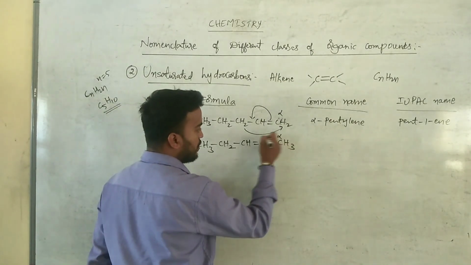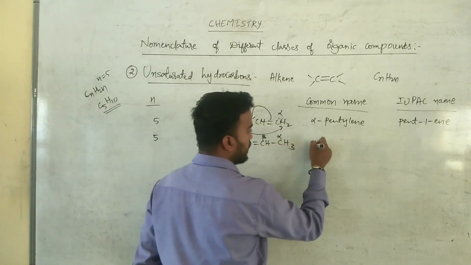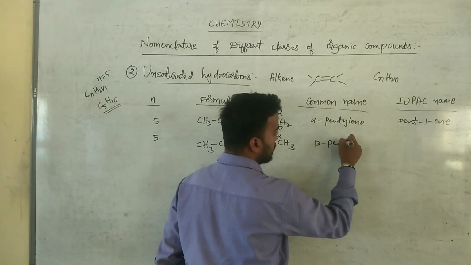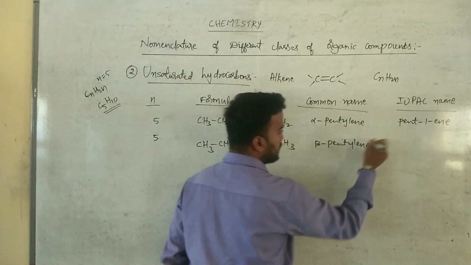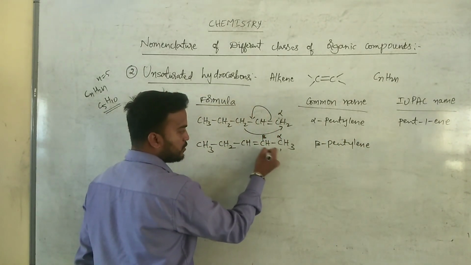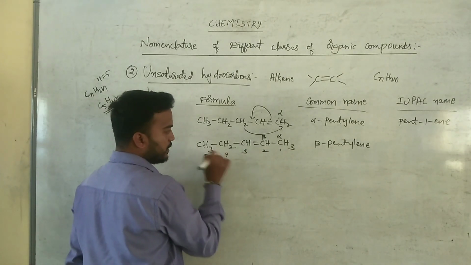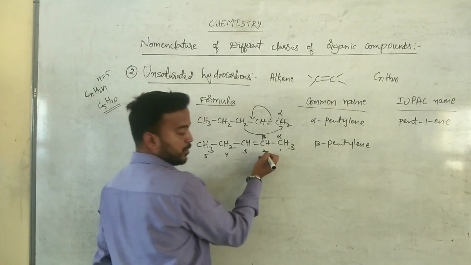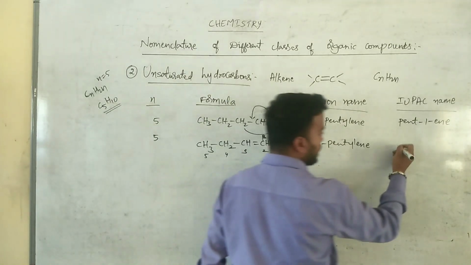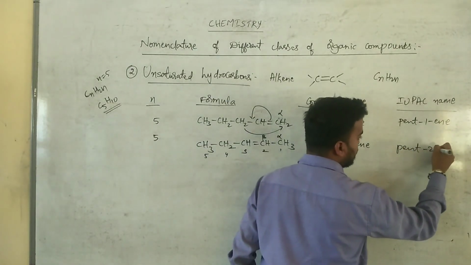Now this is alpha, this is beta, so beta pentylene. What is the IUPAC name? 1, 2, 3, 4, 5. The double bond is attached to the second carbon atom. Pent-2-ene.